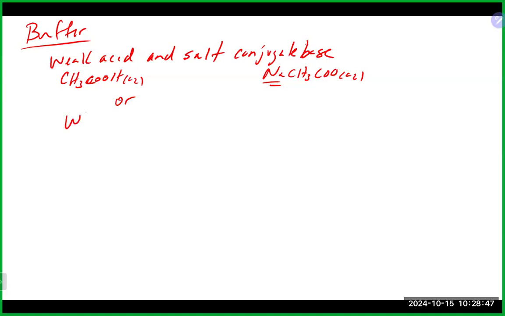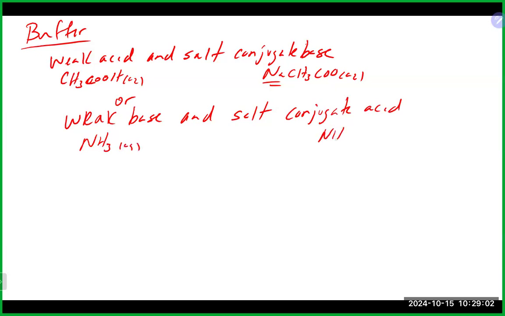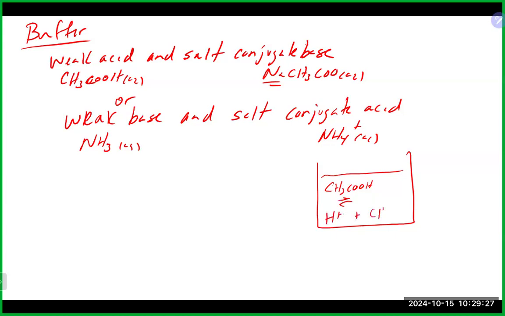Or you could have a weak base and the salt of its conjugate acid, like NH3 and NH4 plus. So that again is a weak base and its conjugate acid, a conjugate acid-base pair. Remember that having both of those parts in the solution to start with is really what makes a buffer effective, because if you took the acetic acid example, you have in that solution an acid part to your buffer. You also have a base part to your buffer.